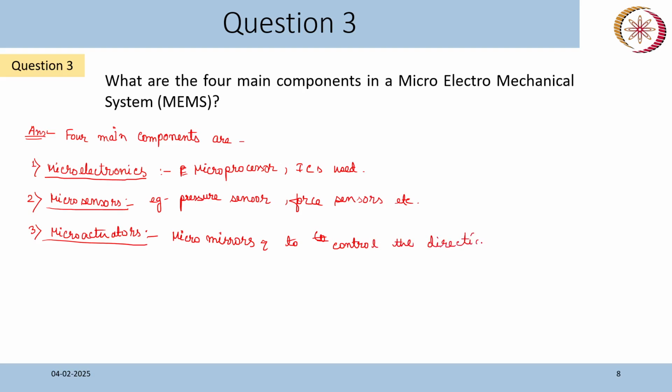You can look at how micro mirrors are made. I'm also not very sure. I have just seen a few papers and a few images of how micro mirrors are used in optical communication. The fabrication and other mechanisms I'm not very sure about. But these small components are used to manipulate certain things. So that is what actuators do.